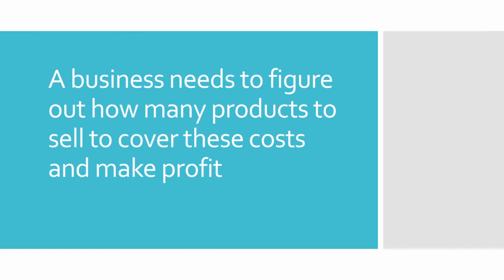So a business needs to figure out how many products to sell to cover the costs and then make a profit. So we need to work backwards to figure out how many units of a product or service we need to sell in order to make sure we're not in debt and we're not just spending money on costs, and we actually do make a profit. This is if the business is profit orientated, of course, but there are other objectives that the business will have.